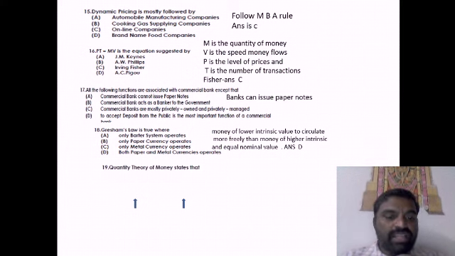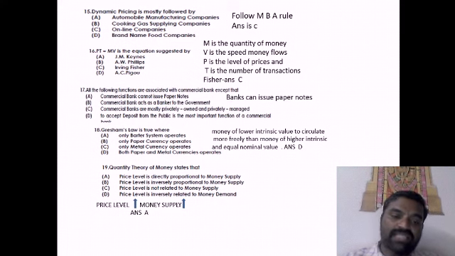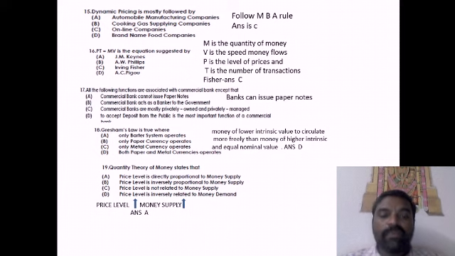And the quantity theory of money states that, what is the quantity theory? It means when the price level increases, money supply increases. Once again, when the price level increases, money supply also increases. So price level is directly proportional to the money supply.